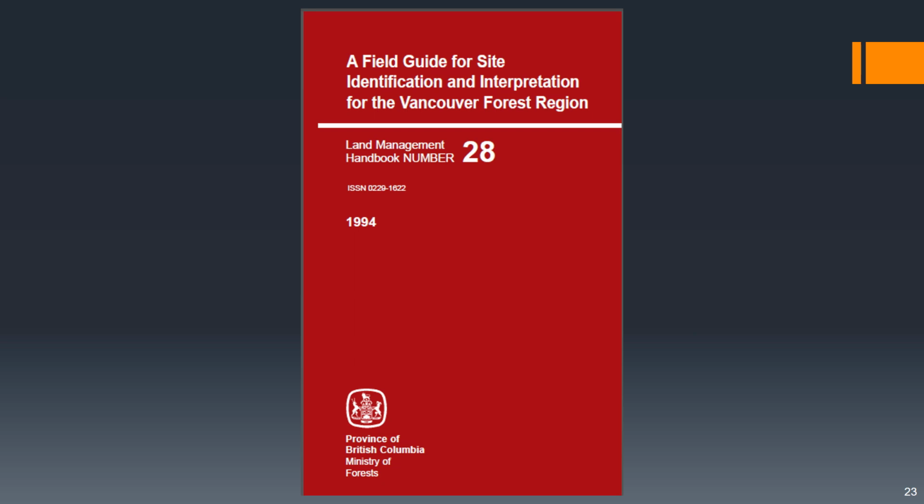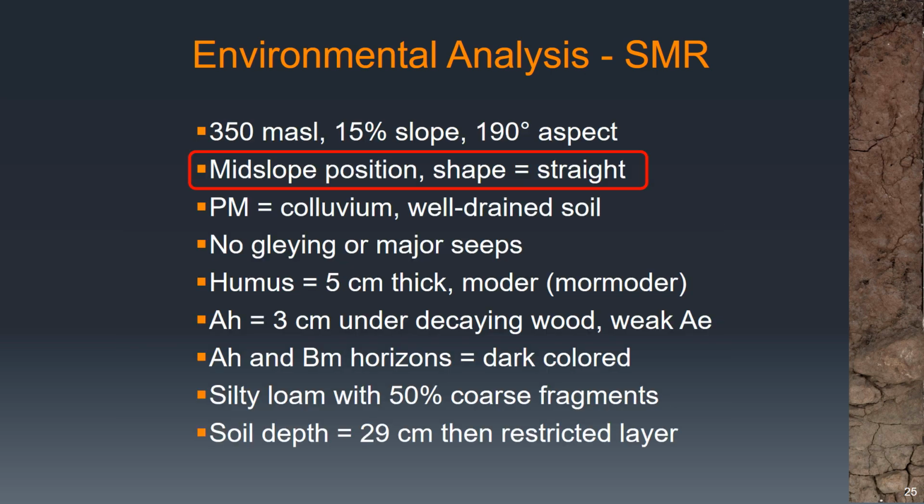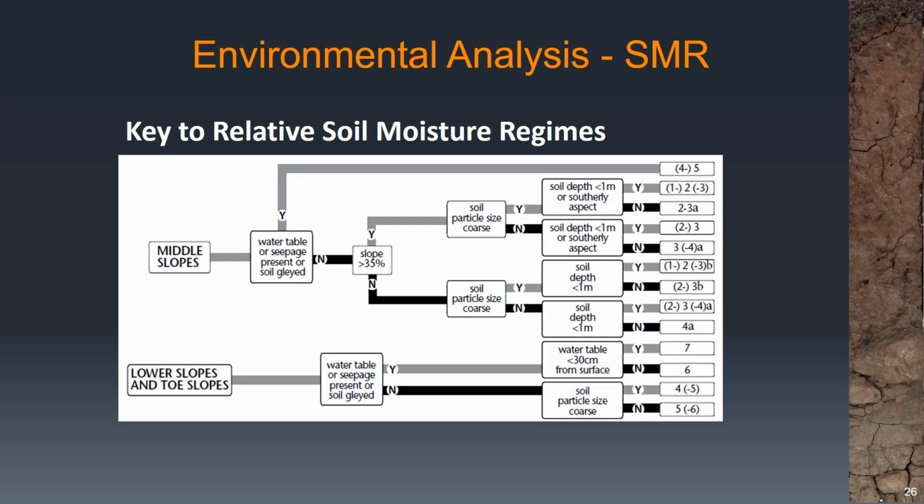We get out our field guide and we open it up to the key to relative soil moisture regimes. The actual key has a few more starting options. I've just pulled out a small segment of it for this example. So the first question is about slope position, and there are many potential options. I'm just showing 2 here. Are we at a middle slope or a lower slope or toe slope? And we already said we're at a mid-slope position.